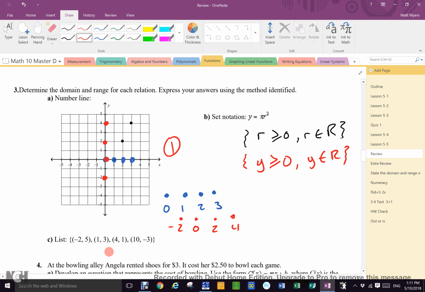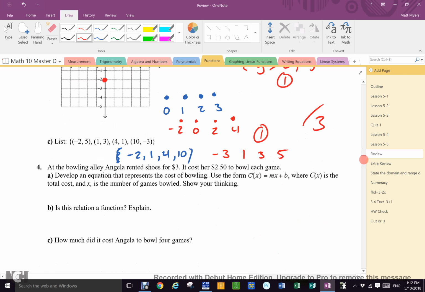And in a list, domain, negative 2, 1, 4, 10. And range, remember, range, negative 3, 1, 3, 5. You've got to put them in the right order. Lowest one first. 1 mark for each of those. Mark out of 3.